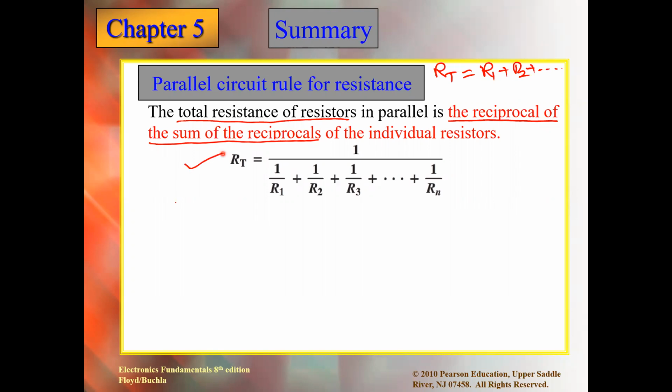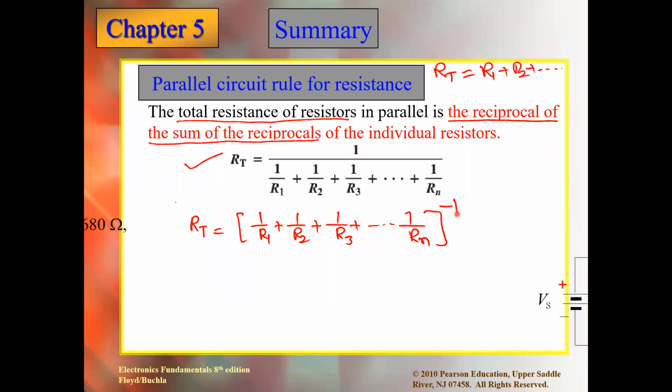So you can write this formula this way. You can also write this formula this way. You need to get the reciprocal of all. Then you can also write this formula saying inverse. Is it clear? Clear. Okay. So this is the formula to calculate the total resistance in parallel.